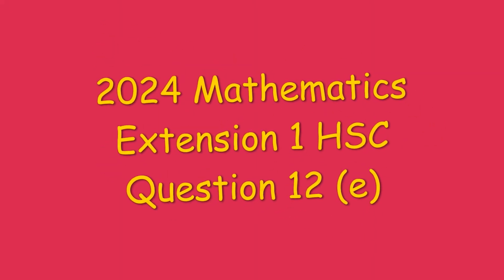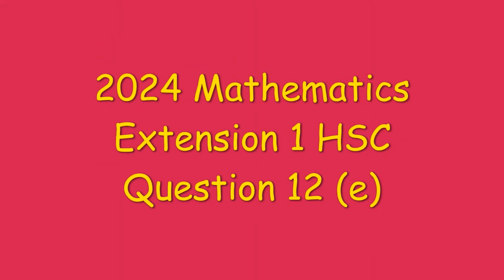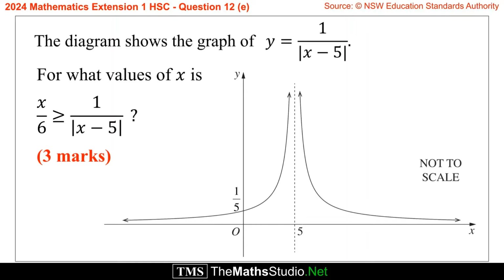Question 12, Part E. The diagram shows the graph of y equals 1 over the absolute value of x minus 5. For what values of x is x over 6 greater than or equal to 1 over the absolute value of x minus 5?